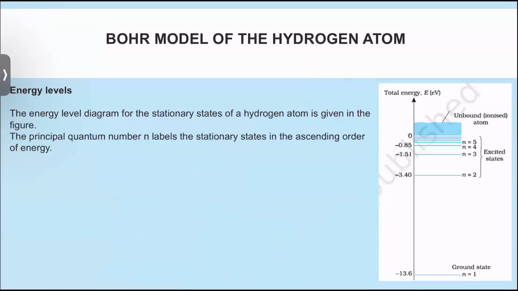So this is the energy level diagram for the hydrogen atom, and the n is given. This is your ground state, where your energy is -13.6 eV, and you can excite it to any of these levels. When it falls back to n=1, a photon would be released. So this is what we understand as the energy levels.